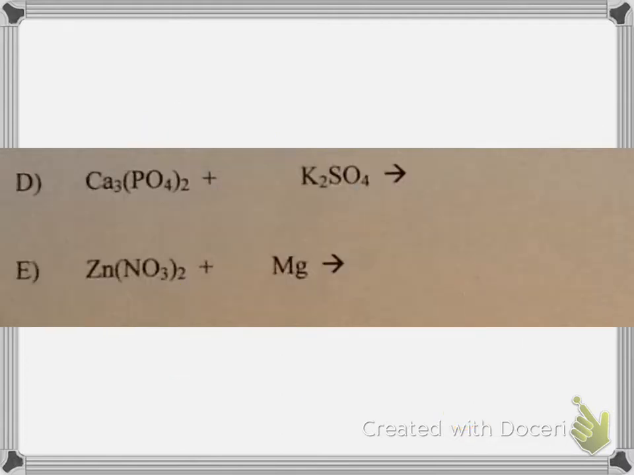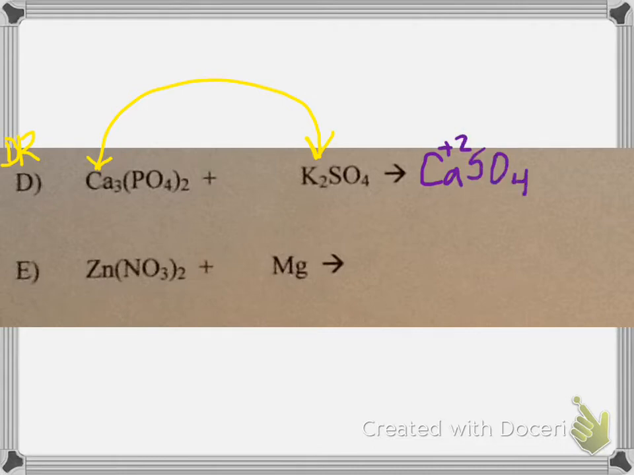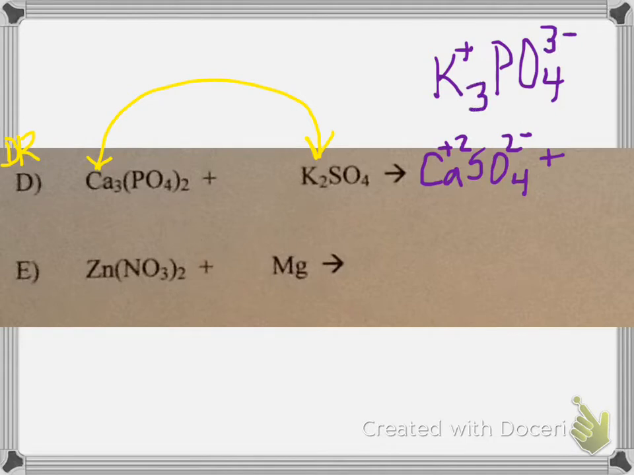Letter D. Again, I have 2 reactants that are both compounds, so this is a double replacement reaction. Calcium's a metal and potassium's a metal, so they are going to swap partners. So calcium's partner is going to be sulfate. And my other product is potassium with phosphate. Again, these are all ionic compounds, so I have to do symbols, charges, crisscross, lowest whole number ratio. So now that I have my formulas written correctly, I'm ready to balance.